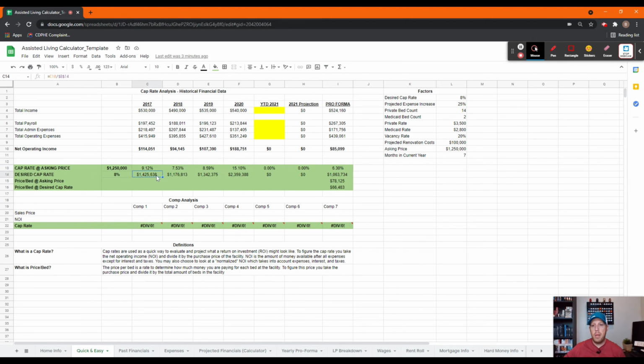And then this would be the price at the desired cap rate. So this is saying this NOI, and then if I wanted it at an 8% cap rate, what would I be offering at that point? So in this case, you'd actually be offering more than the asking price. So you're getting a pretty good deal there. So it gives you an overview on that one.